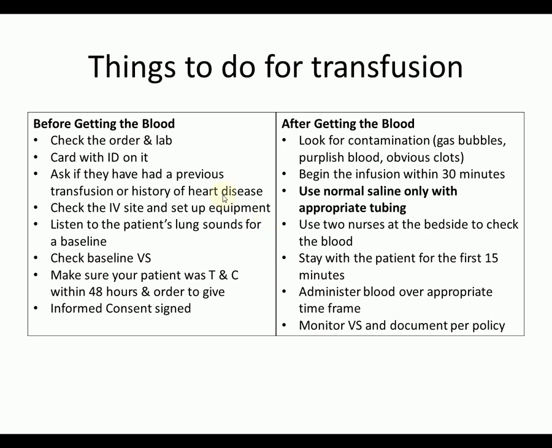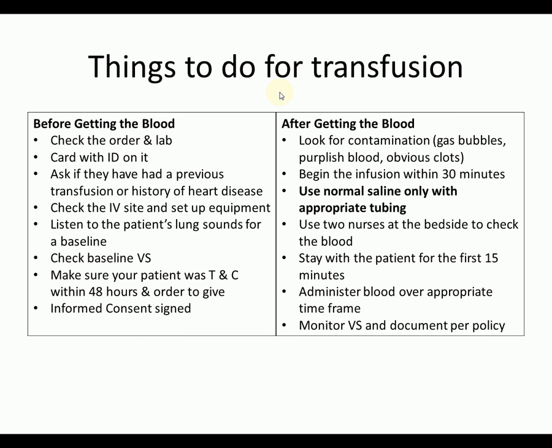Things to do for transfusions. I've broken this down to before getting blood and after. And when I say getting blood, I mean the nurse going downstairs to get the blood. Okay? Before you go down, you want to check the orders and the lab work. You want to make a card with the ID for your patient on it so you can take that down to the lab with you. You need to ask if they have had any previous transfusions or a history of heart disease.